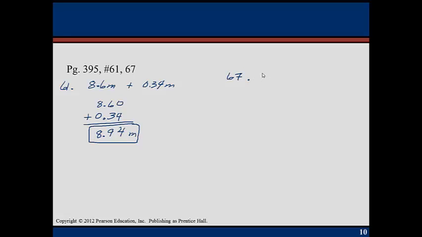it says 15 kilometers minus 2,360 meters. Well, this time we do not have the same units, so the first thing we want to do is either convert from kilometers into meters or meters into kilometers. I'm going to take my kilometers and I'm going to convert it into meters. So remember, locate the kilometers in the list. And we're going to count how many places we need to go over to meters.